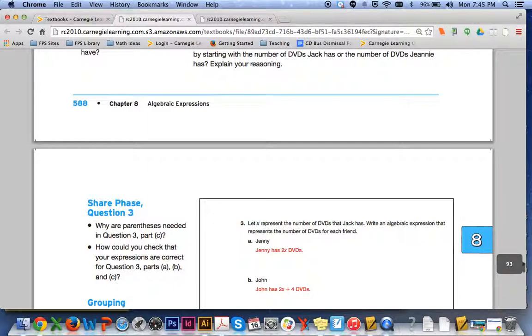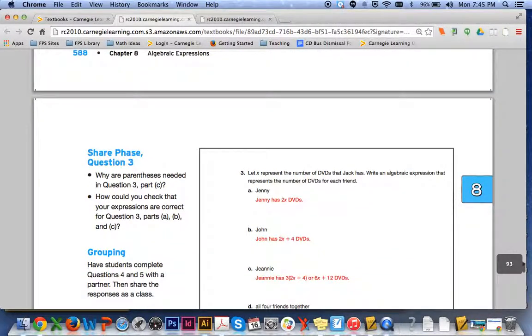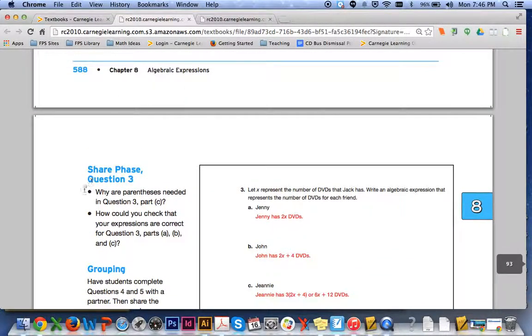So like we said before, Jenny has 2 times X DVDs, or 2X. John has 2X plus 4 DVDs because he has 4 more than Jenny. And then Janine's is a little different here, and you can see the distributive property at play. Now let's try and make sense of this. So 2X plus 4, that's what John has, but we have to multiply all that by 3 because Janine has 3 times as many as John, and 2X plus 4 is what John had.